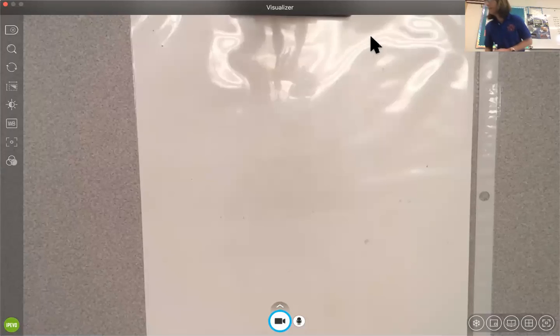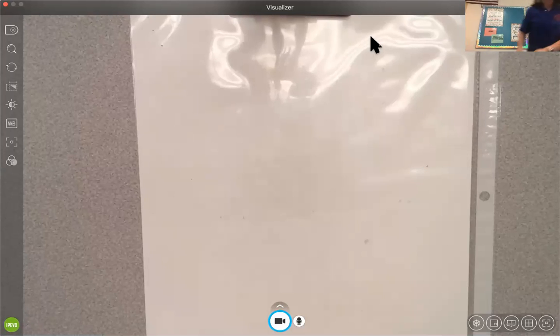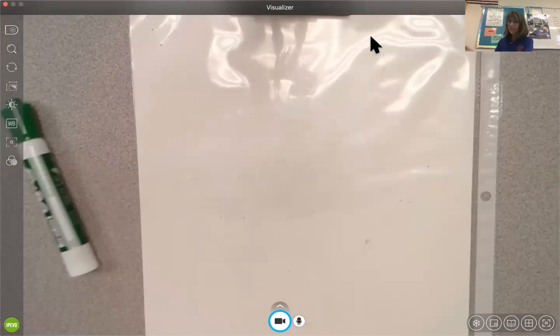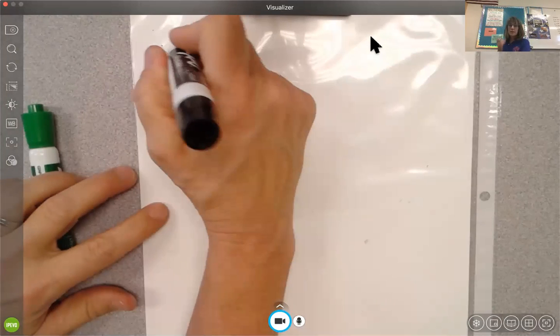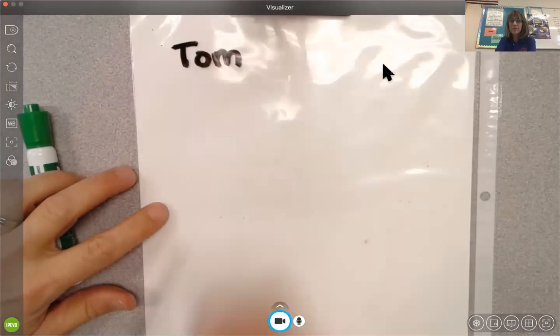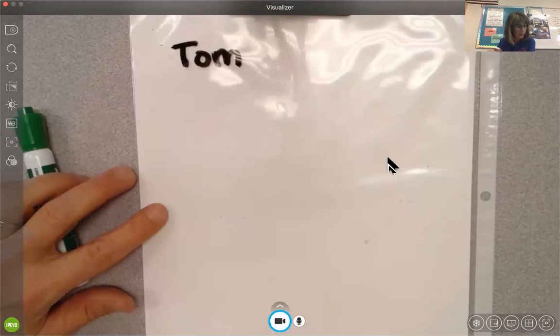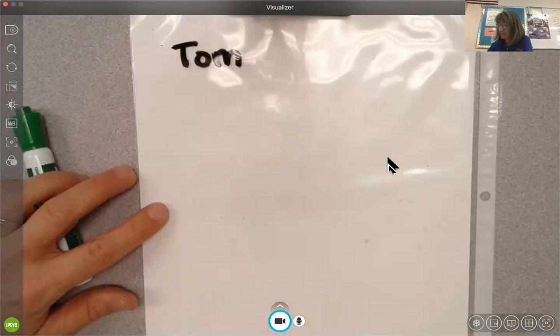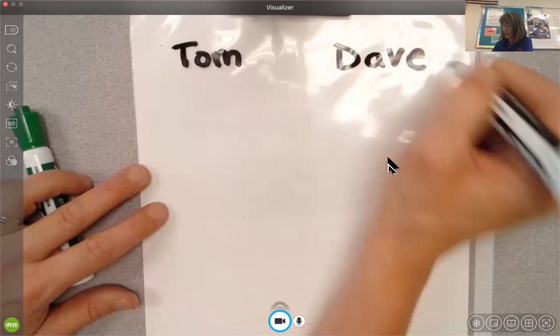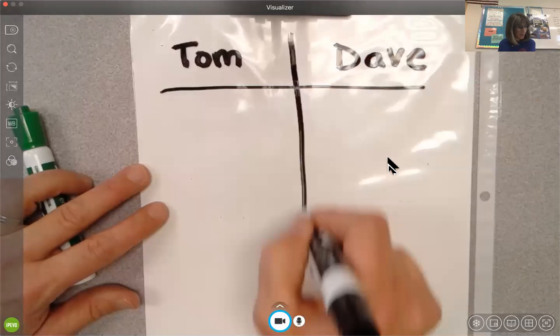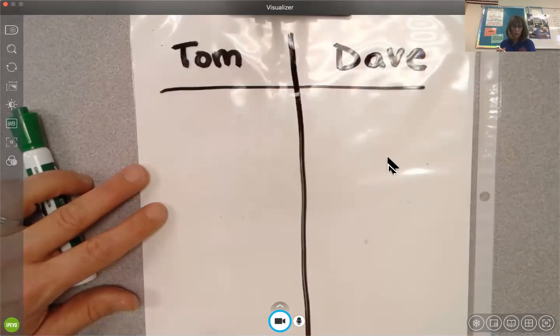So let me grab my marker really quick. We have red and green. Sorry about that. Okay, here we go. Let's label it first. Tom. So when we label, that helps us remember what we're talking about. So I have Tom right here, and then I should have Dave on this side. Dave and Tom are talking about their cars, right?